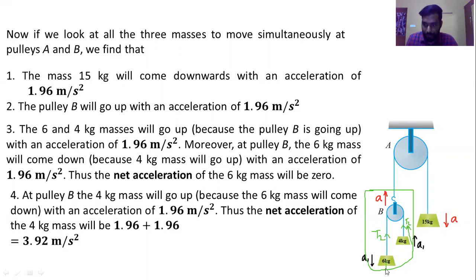The 6 kilogram block is coming downwards with A1, and the total block is going upward with A. So these two accelerations are 1.96, so definitely that goes 0. They will cancel each other. And for the 4 kilogram block, it is A1 plus A, that is 1.96 plus 1.96 is 3.92 meter per second square.